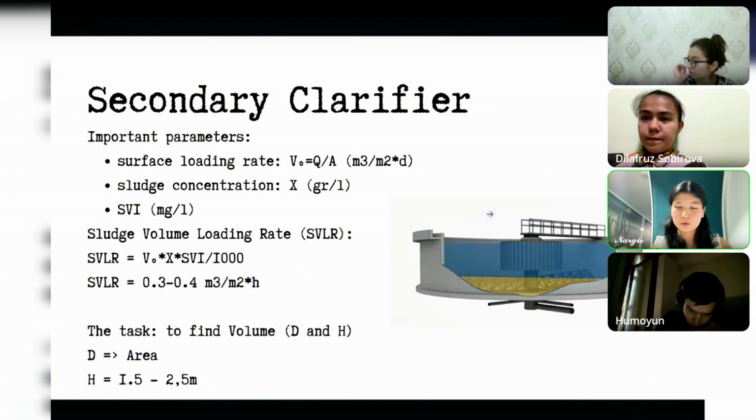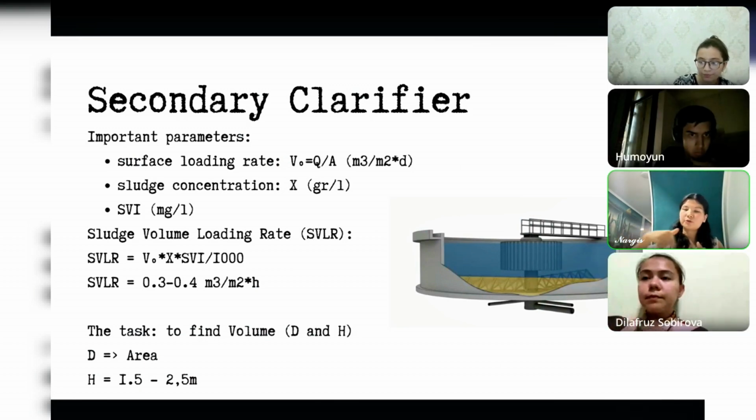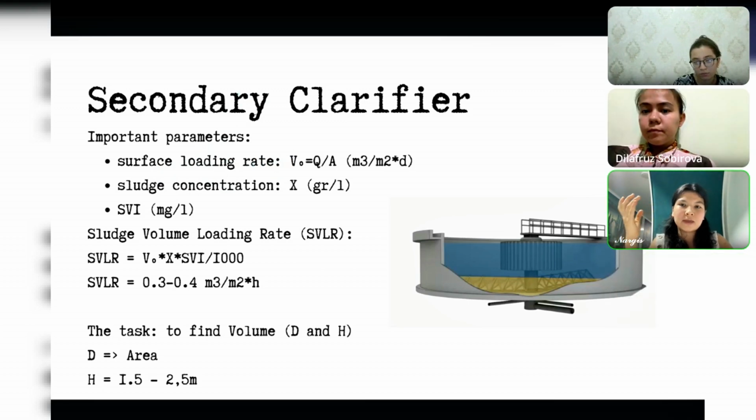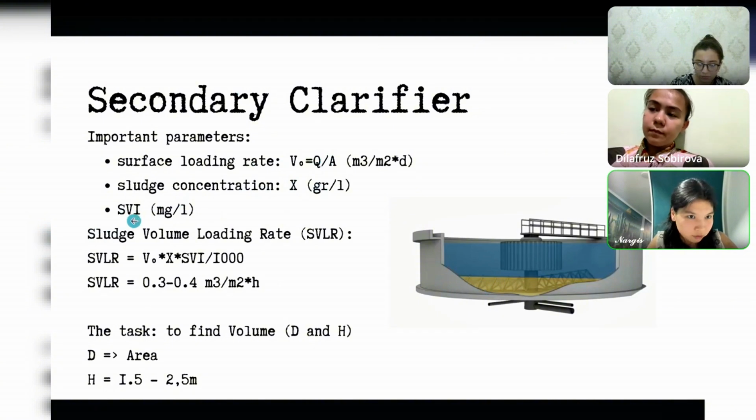And now we go into more formulas, so be ready. So there is one thing which is called surface loading rate, meaning how much water we send to a fixed amount of area, right? How much flow goes to the fixed amount of area, which is called surface loading rate, and it's a fixed number, and it has its own optimum range. So it's usually defined by the flow of wastewater that's going to the secondary clarifier divided by the area. And then you have your sludge concentration X and SVI that we have already covered.